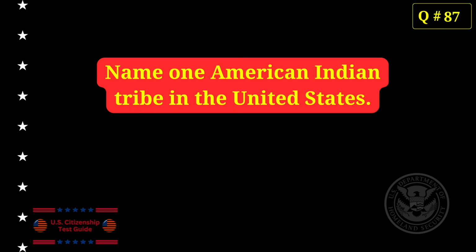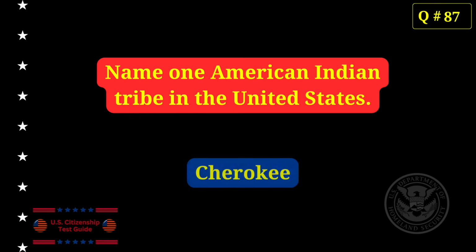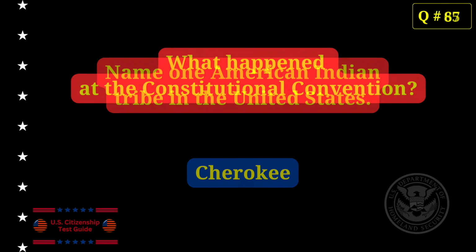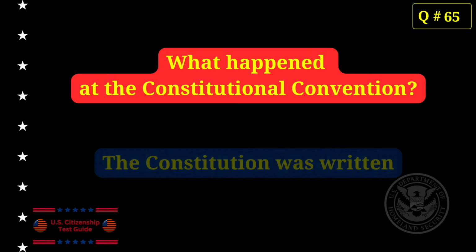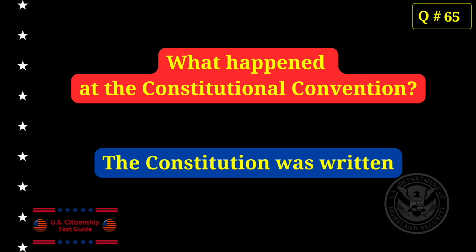Name one American Indian tribe in the United States. Cherokee. What happened at the Constitutional Convention? The Constitution was written.